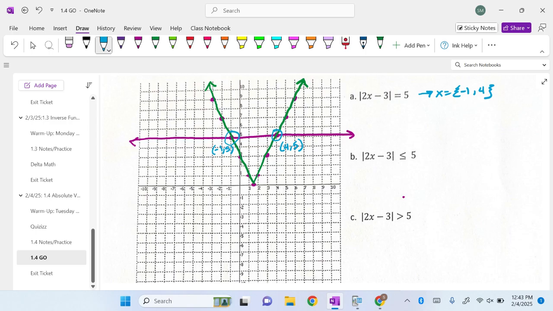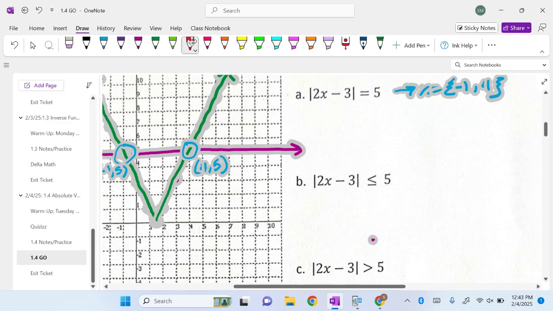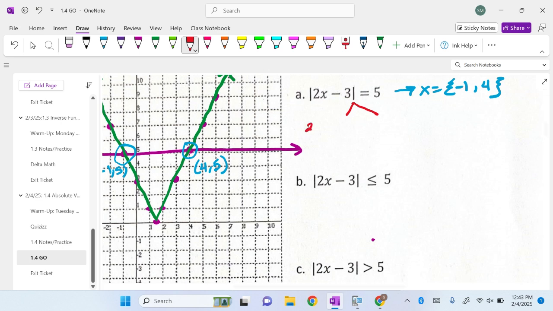Now, to check ourselves, we're going to do it the way that we did it by hand previously. So the absolute value symbol separated. I'm going to go right into breaking my two equations apart. So I'd have 2x minus 3 is equal to 5, and 2x minus 3 is equal to negative 5.